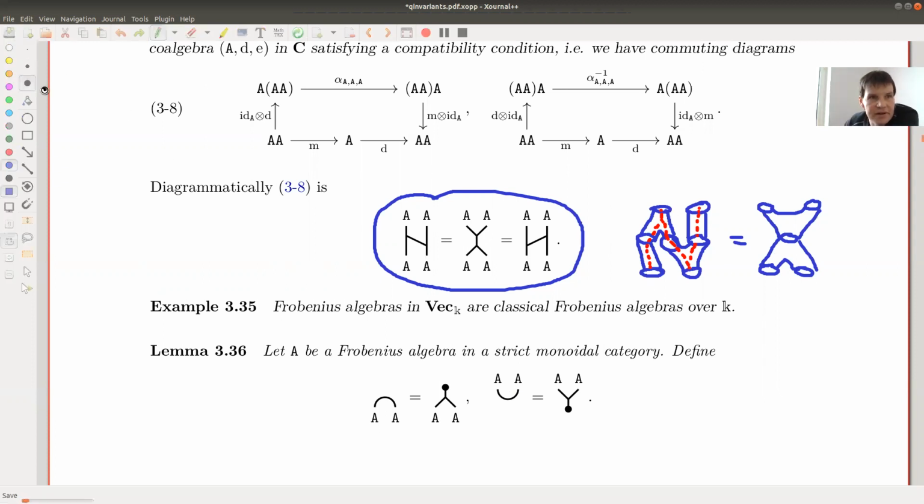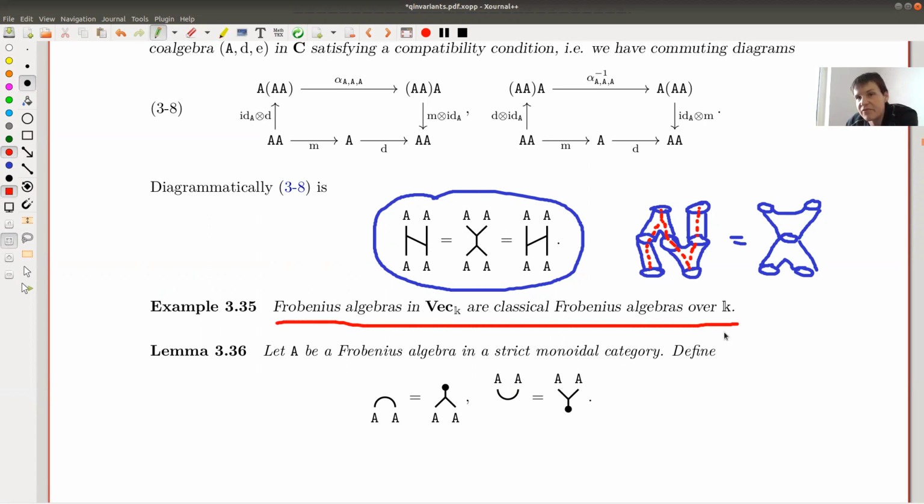But for now, you don't need to understand this. For now, you don't need to know this. Just a Frobenius algebra is an algebra and a co-algebra with this extra axiom, the Frobenius axiom. And of course, if you've seen Frobenius algebras before, you know what they are.